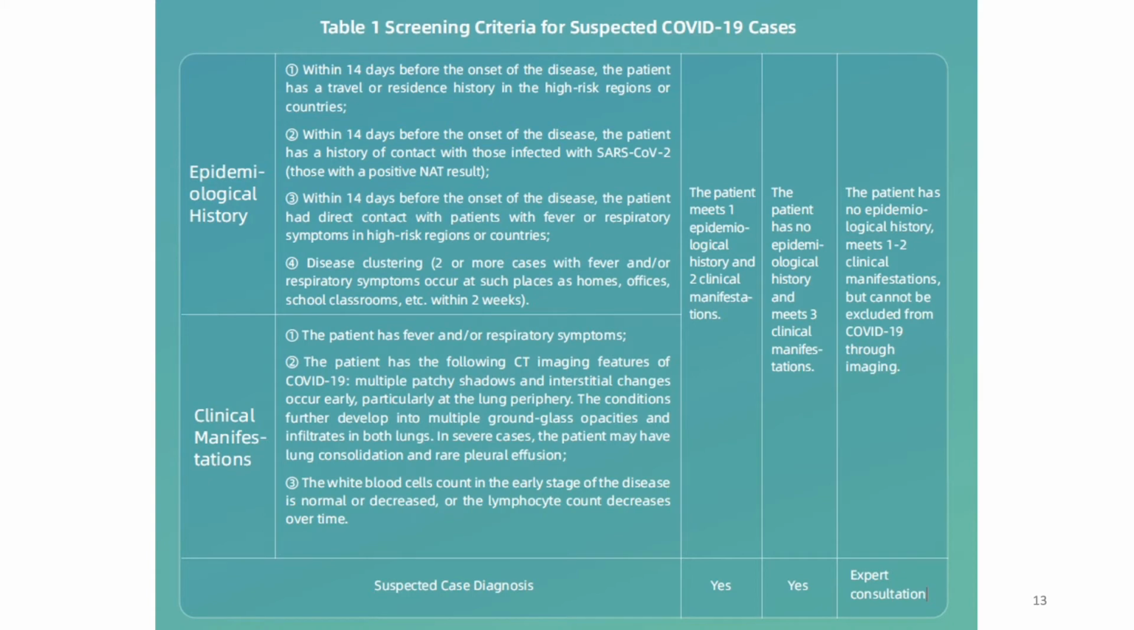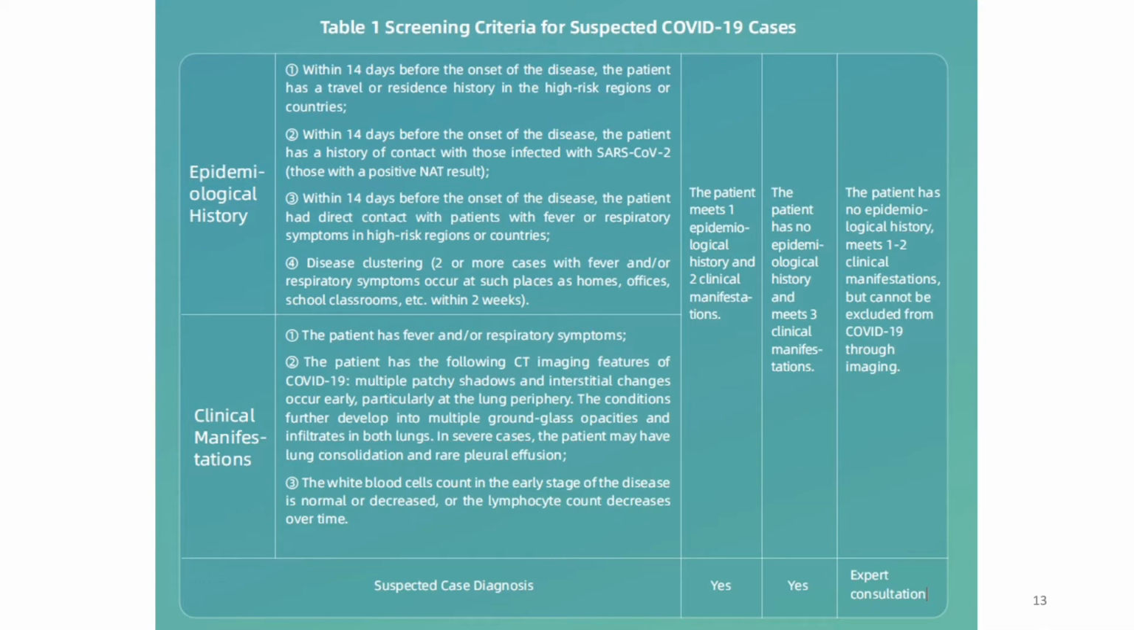Now we come to Table 1, which is screening criteria for suspected COVID-19 cases. So there's epidemiological history and clinical manifestations. The epidemiological history has 4 possible things. 1. Within 14 days before the onset of the disease, the patient has a travel or residence history in the high-risk regions or countries.